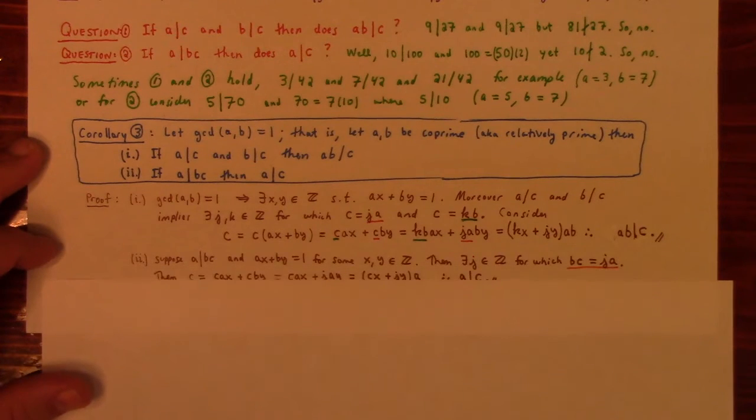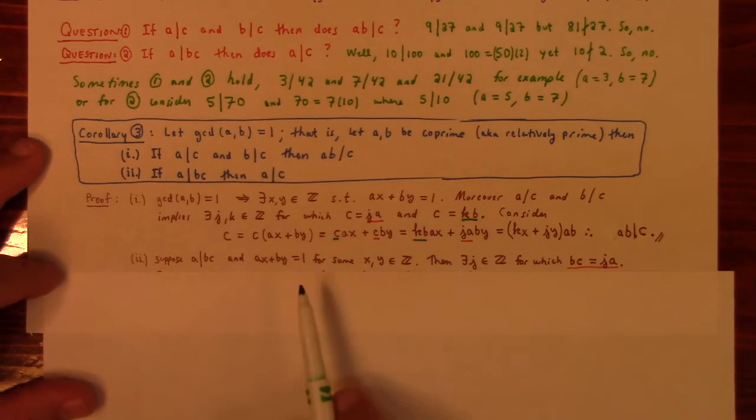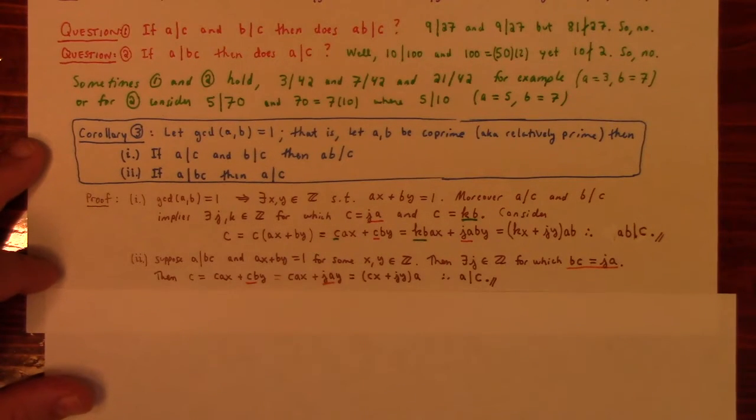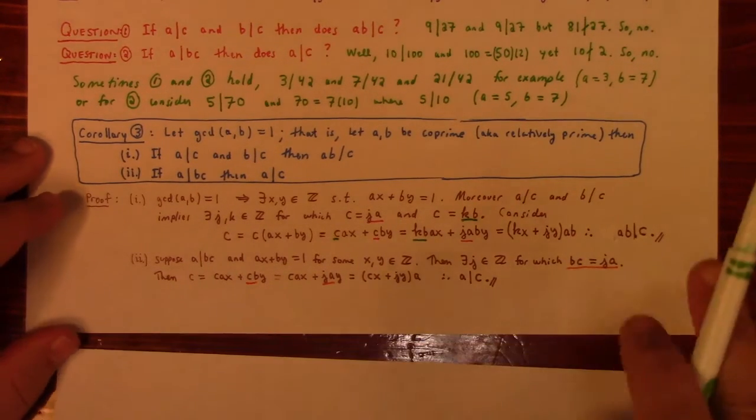Proof of 2, so suppose a divides bc, and a and b are relatively prime. There exists j such that bc is a multiple of a, right? So bc is equal to ja, and so then I can look at c is equal to cax plus cby again, but this time my cb becomes ja, and I can factor out an a, and so I get c is a multiple of a, which is to say a divides c. So there's the proof of 2.